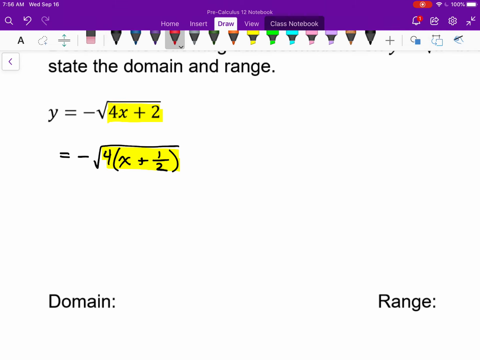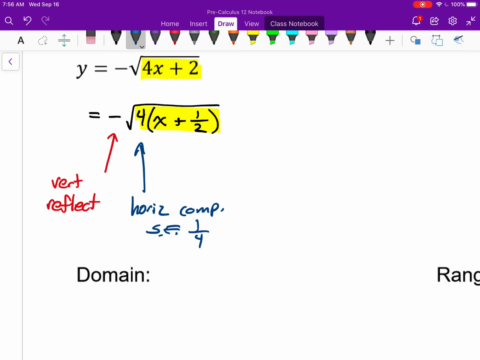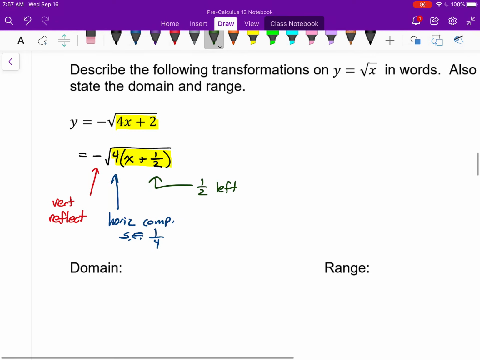So compared to root x, I have a vertical reflection, because notice the negative is outside the radical. I have a horizontal compression by a scale factor of not 4, but 1/4. And it's being moved 1/2 unit compared to root x to the left. All right, those are my transformations.